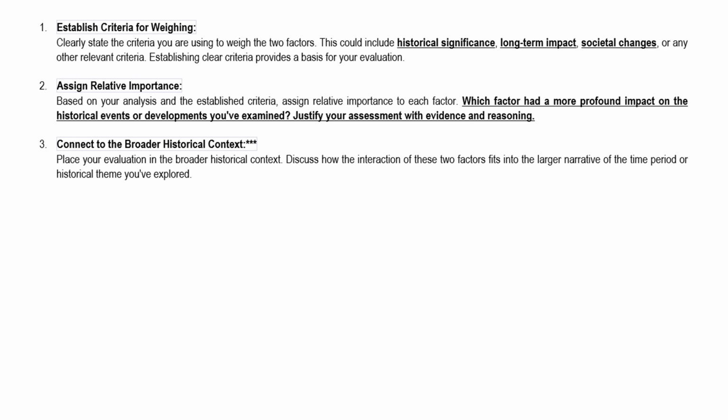All right, now lastly, when we talk about conclusion, this is what I meant. You establish a criteria for weighing. You talk about whether it's historical significance, long-term impact, etc. You give relative importance, which factor had a more profound impact on the historical events. And you bring it, that's why I asked you to talk about the historical context, to the broader historical context. And if just now it was about World War II and conflict, which of these two factors stopped the conflict?